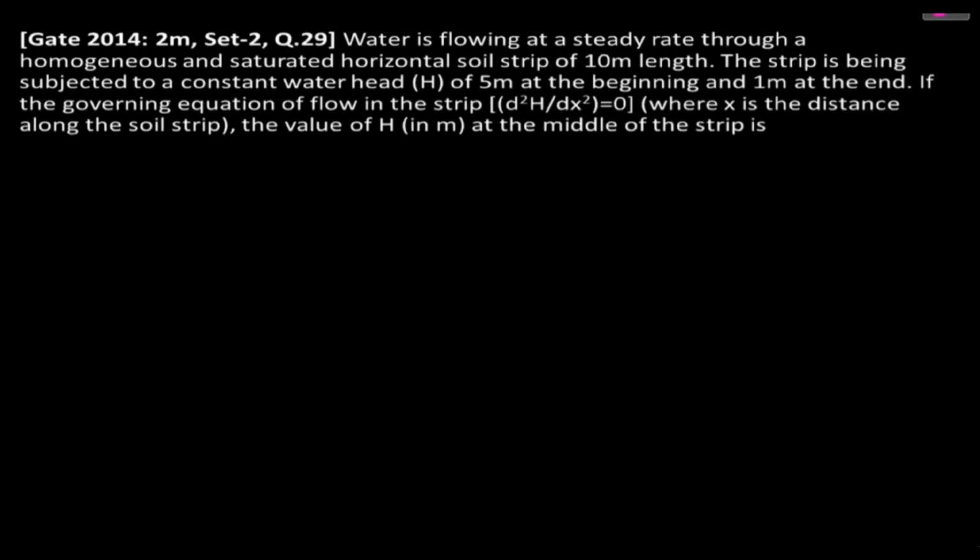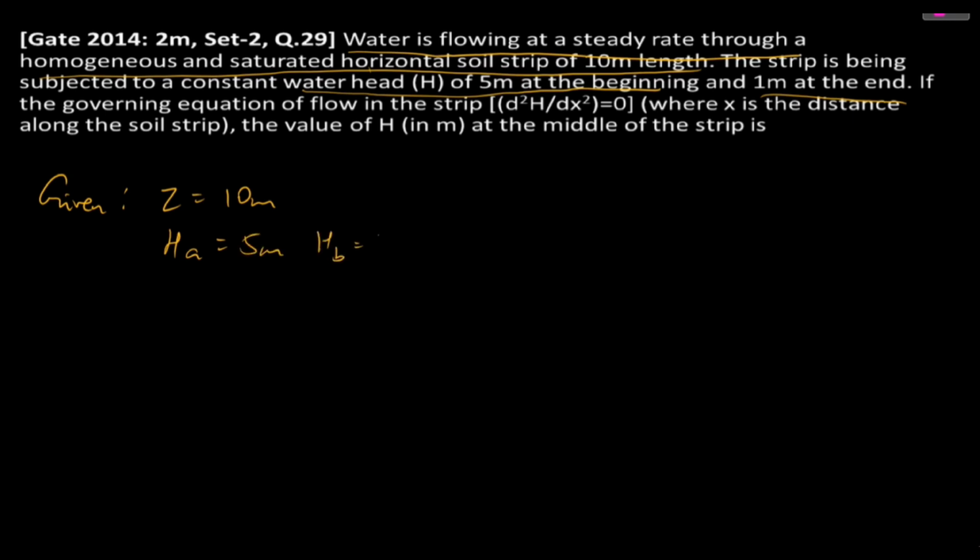In this question, they have given that water is flowing at a steady rate through a homogeneous and saturated soil horizontal strip of 10-meter length. Then we'll write down the given data. So the total length of the soil strip is 10 meters, and they have also told that the strip is subjected to a constant water head of 5 meter at the beginning and 1 meter at the end. So HA will be 5 meter and HB will be 1 meter.